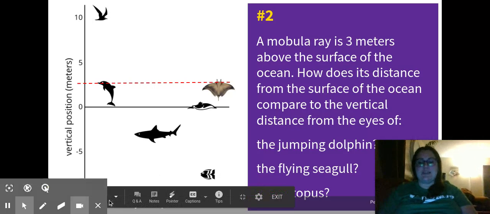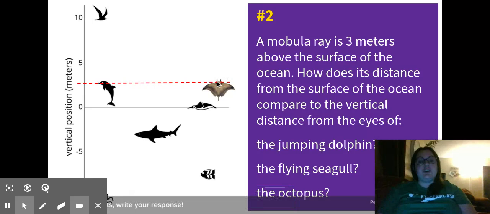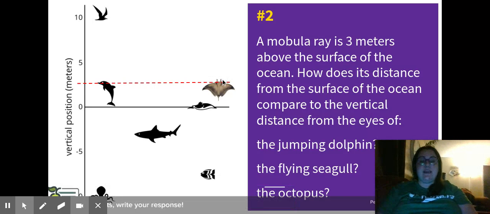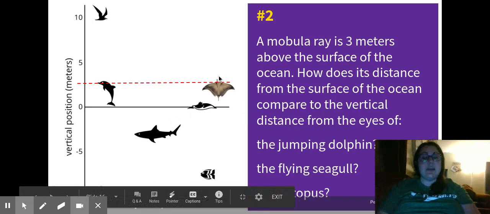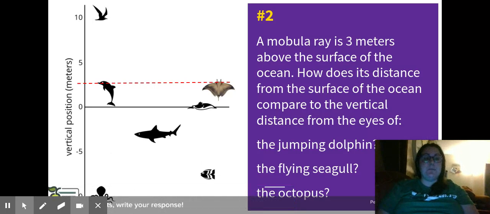And last but not least, the octopus down on the bottom. This one may be a little bit tougher. You have to think, again, if this is 7, then you know it's 7 to get down to 0, and then another 10 to get down to the octopus. And so in that case, it would be 17 meters below the ray. And again, we know that's not 7, so you may have to consider the different number.